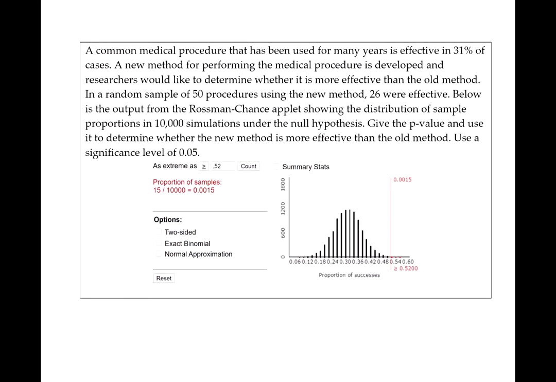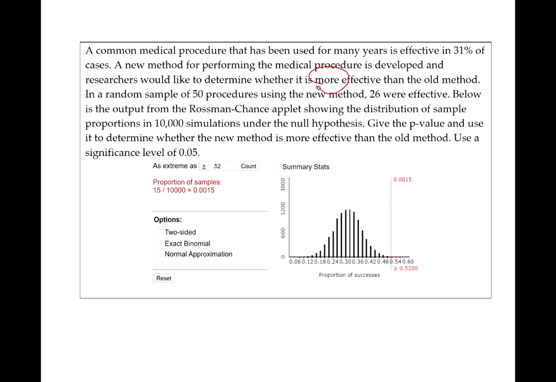A common medical procedure that has been used for many years is effective in 31% of cases. A new method for performing the medical procedure is developed, and researchers would like to determine whether it is more effective than the old method. Notice here that we're now talking about more effective, so we're only interested in the right tail. In a random sample of 50 procedures using the new method, 26 were effective. Below is the output from a Rossmann-Chance applet showing the distribution of sample proportions in 10,000 simulations under the null hypothesis. Give the p-value and use it to determine whether the new method is more effective than the old method.